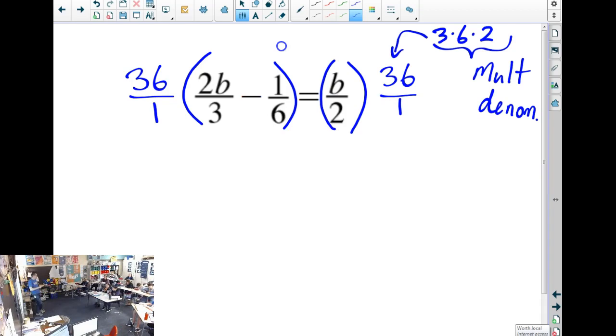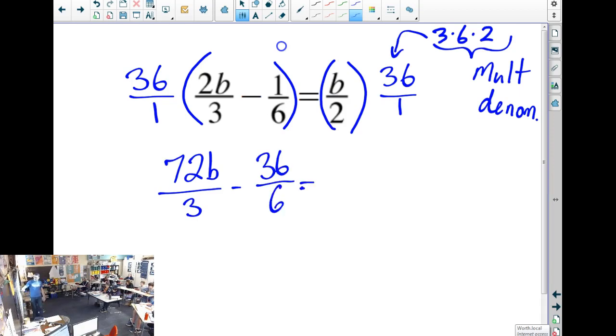This is yet another way to do this. Then, just multiply. Tops to tops, bottoms to bottoms. So 36 times 2, 72b over 3. Minus 36 over 6, 36b over 2. This is why I don't like using b. B's look like 6s.